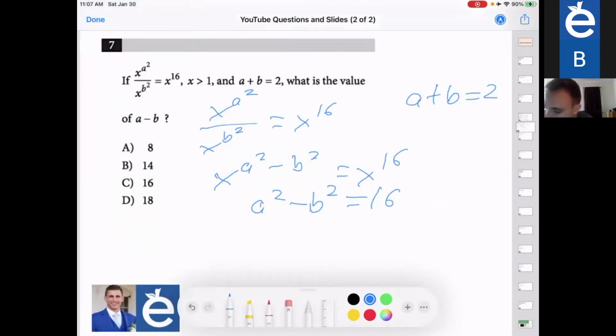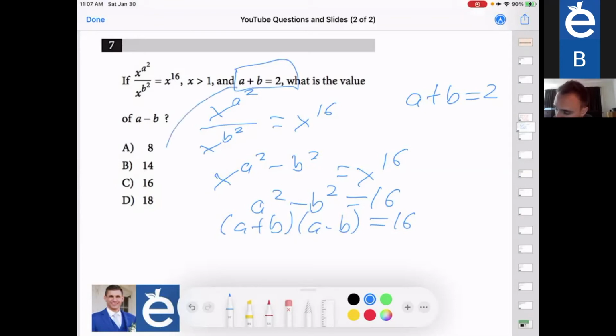I can see this is the difference of 2 squares. A plus b and a minus b is equal to 16. They do tell me that a plus b is equal to 2 up top. I could plug that in. They tell me this right here, a plus b is equal to 2. So I can swap out that term here for a 2. So I have 2 times a minus b is equal to 16.